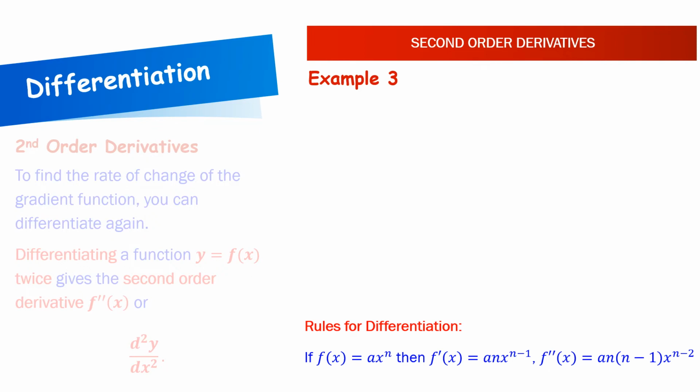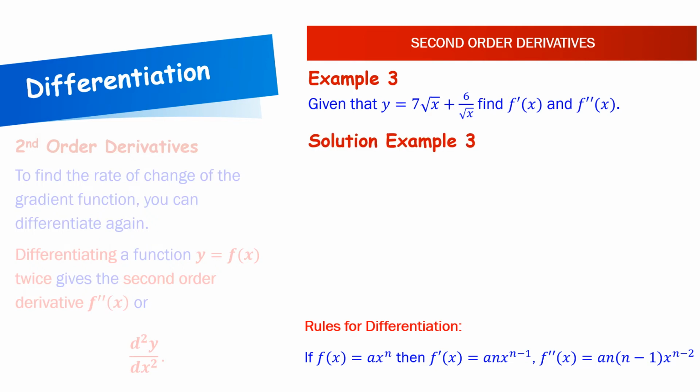Now let's try another example. Given that y equals 7 root x plus 6 over root x, find f dash of x and f double dash of x. So let's solve this. We're rewriting y in a form that will allow us to calculate dy dx, or f dash of x. So 7 root x becomes 7x to the power a half, and 6 over root x becomes 6x to the power minus a half.